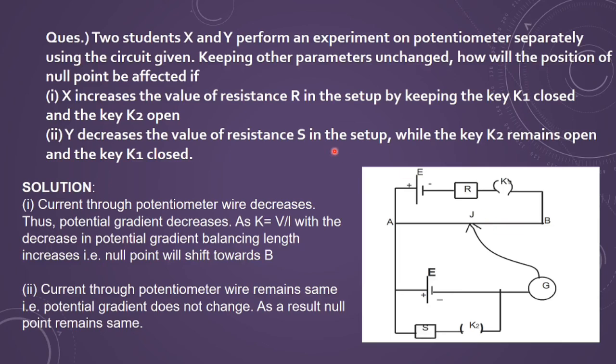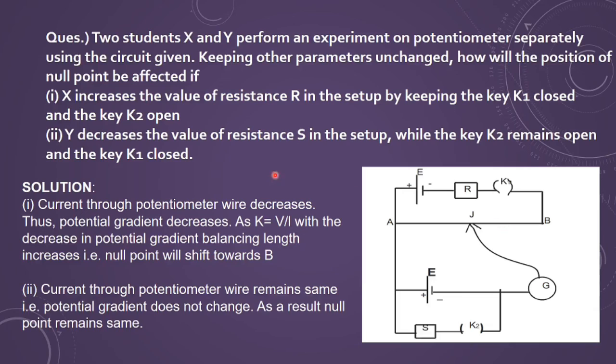Now X is increasing the value of R. The resistance of this potentiometer wire is fixed, and the value of R here is increased, which is in series with it. So what will happen to the current? Current will decrease because you are increasing the resistance, and when current decreases, it means you are going to get the balance point at the farther position. At the farther position means it will come closer to the B point. So you will see that the null position will get shifted towards the B point.